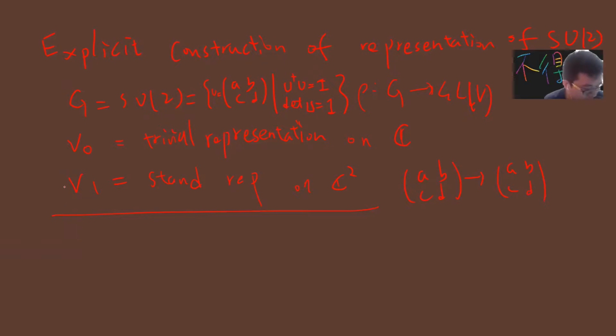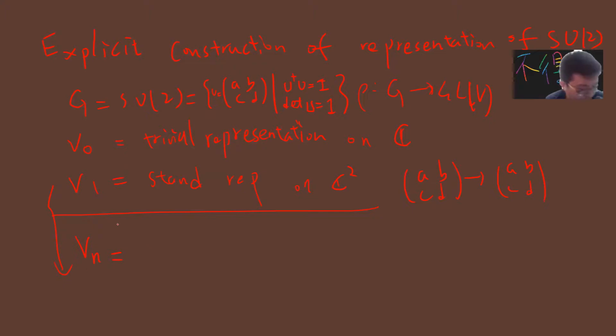So how about Vn? What about n dimension? Let's use this to construct the standard n-dimensional representation, and next time we can use the algebra to prove that these are all the unique ones.